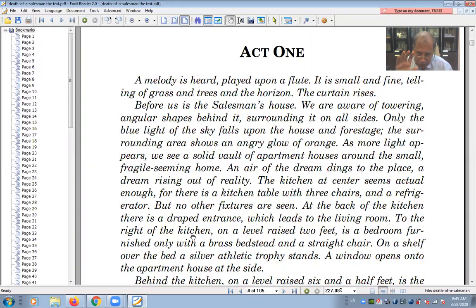And we are aware of big skyscrapers in the background of the flat. So there are towers, angular shapes behind it, surrounding it on all sides. Only the blue light of the sky falls upon the house and the stage. The surrounding area shows an angry glow of orange. As more light appears, we see a solid bank of apartment houses around a small, fragile-seeming home.